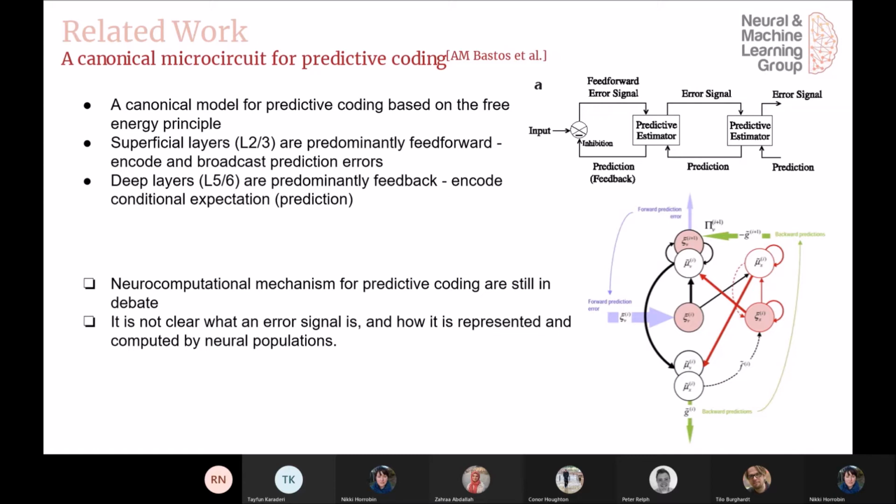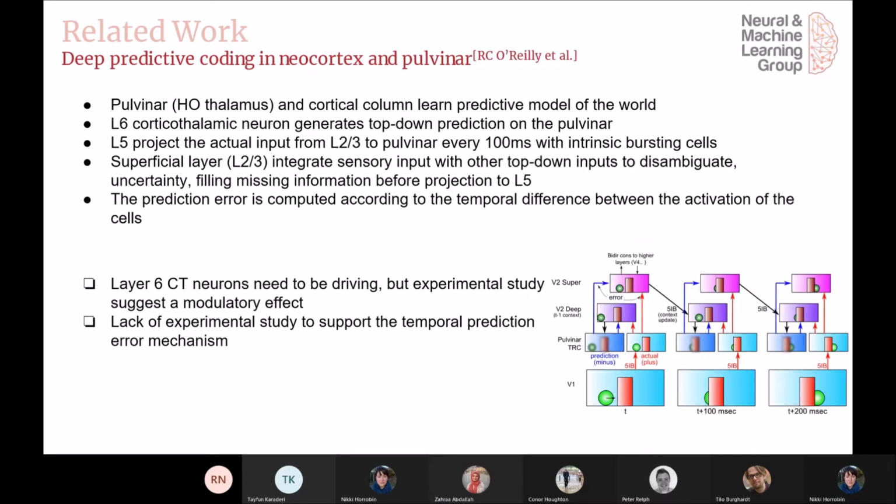We don't really know how this is implemented, what these error signals are, and how they are encoded with neuropopulation. The other theory, which to me is more compelling, was proposed and recently revised by Rayleigh, and it basically says that the thalamus is playing a role. So the thalamus is not just a relay of information.